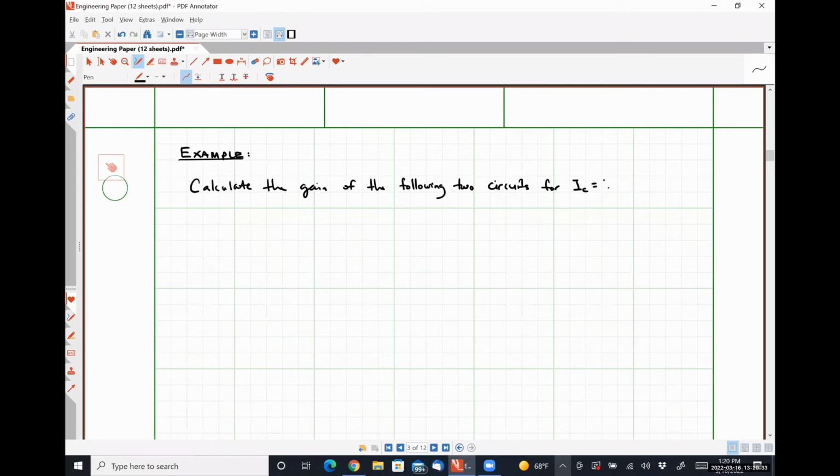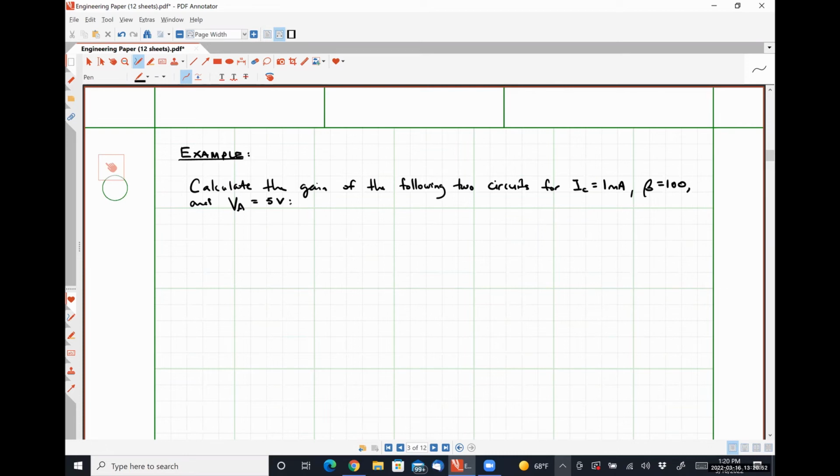IC is equal to 1 milliamp, beta is equal to 100, and our early voltage VA is equal to 5 volts.